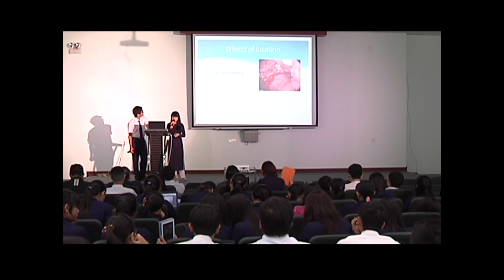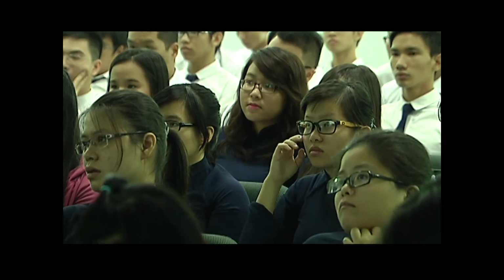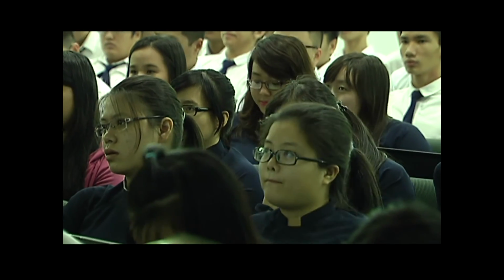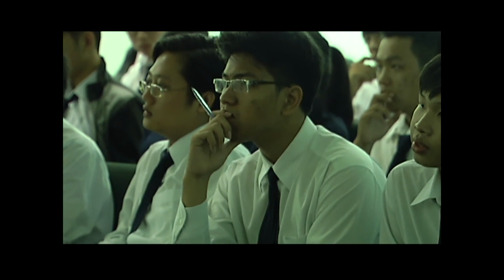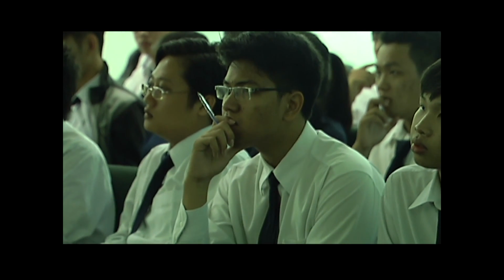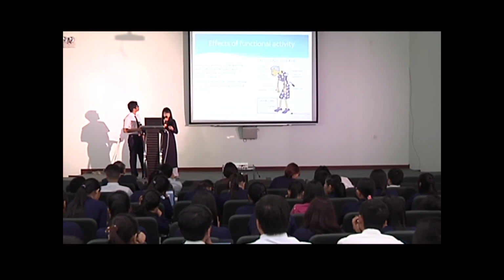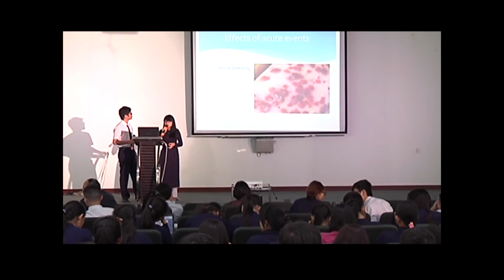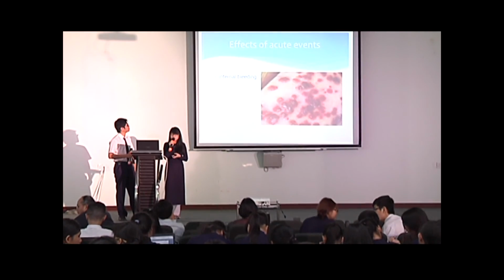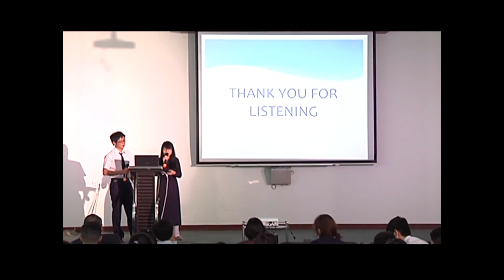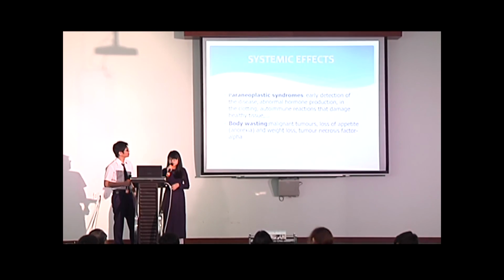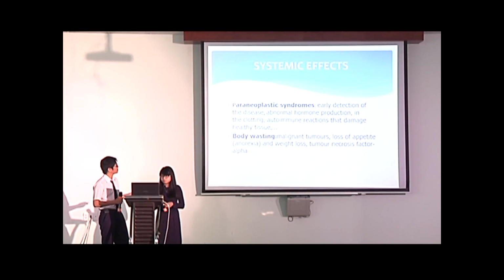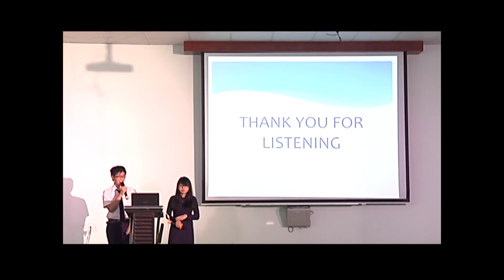The effects of location you see in this picture are ulcer and bleeding, and fever and infection. We have Helicobacter pylori here. The effect of functional activity is destroying the adrenal gland and causing Addison disease. The effect of acute events can cause internal bleeding. And finally, systemic effects include paraneoplastic syndrome and body wasting. Thank you for listening.